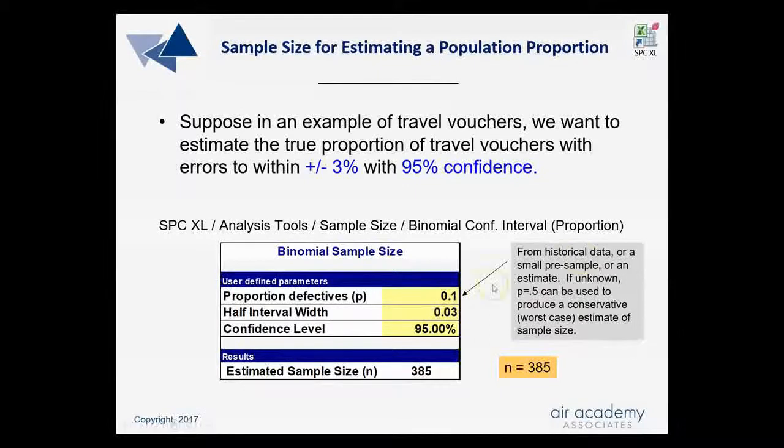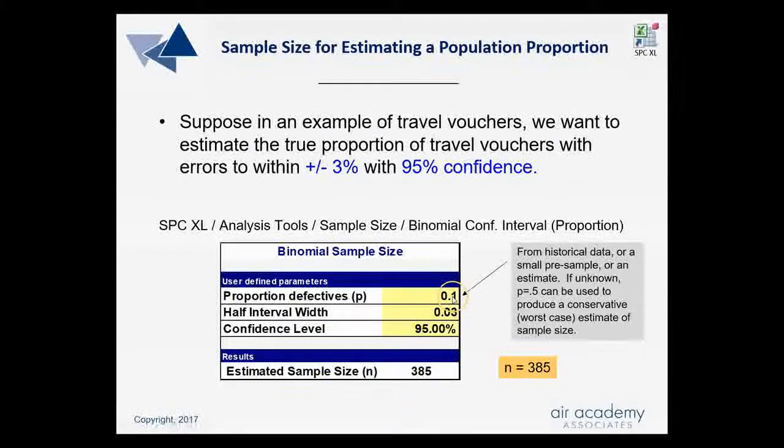If this is unknown and you don't have a way of legitimately getting a good estimate, the most conservative or worst case estimate can be put in there as 0.5. A 0.5 there will produce the greatest sample size possible.